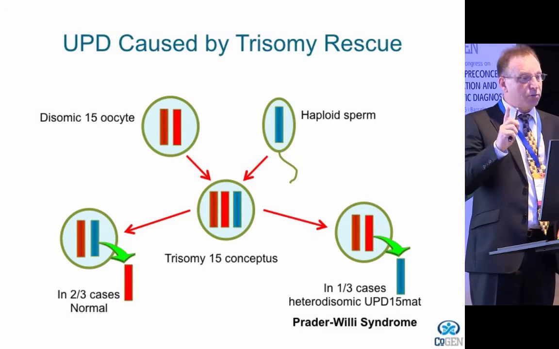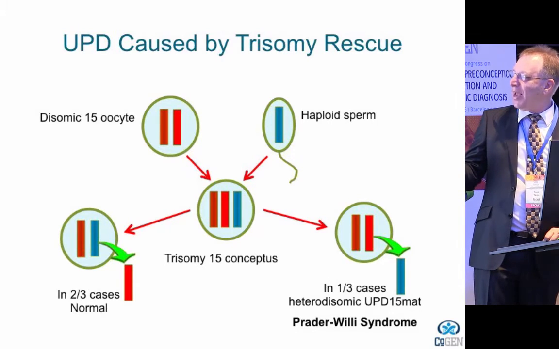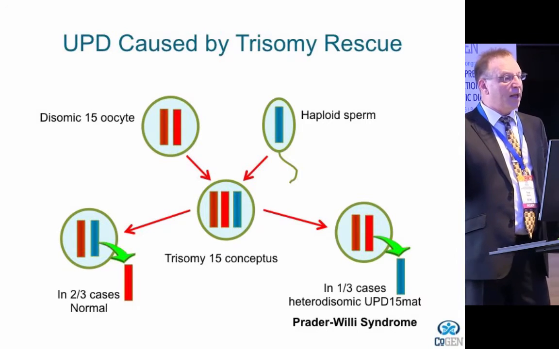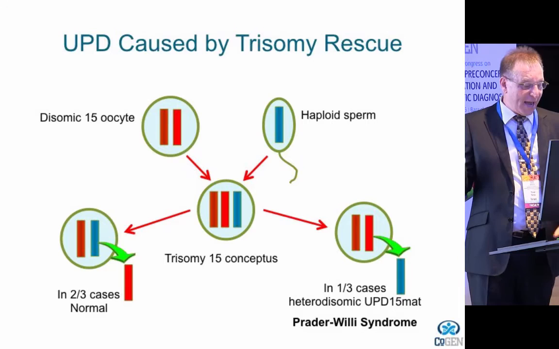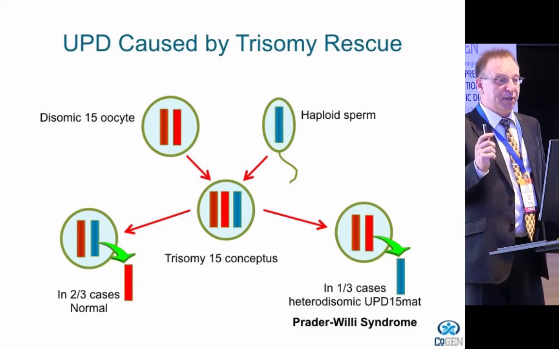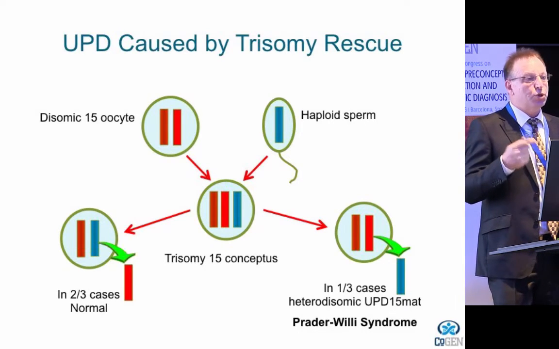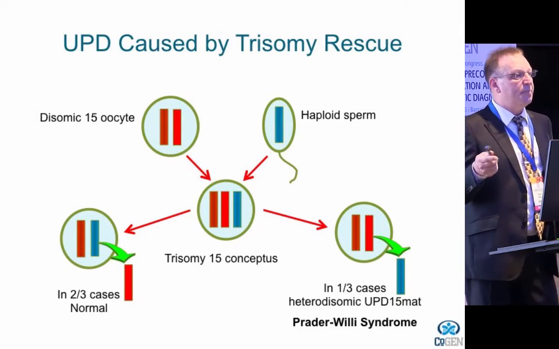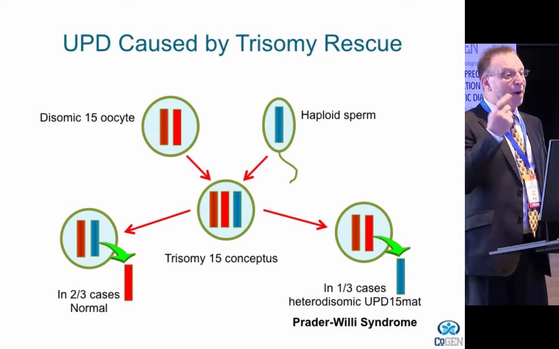Instead of having one chromosome 15 from the mother, it has two chromosome 15. They're all in red. This is a slightly different shade. Okay? And when it is fertilized with the paternal haploid sperm, we will get a trisomy 15 conceptus. Trisomy 15 usually don't survive, so that conceptus will result in a miscarriage, unless there is some sort of correction.